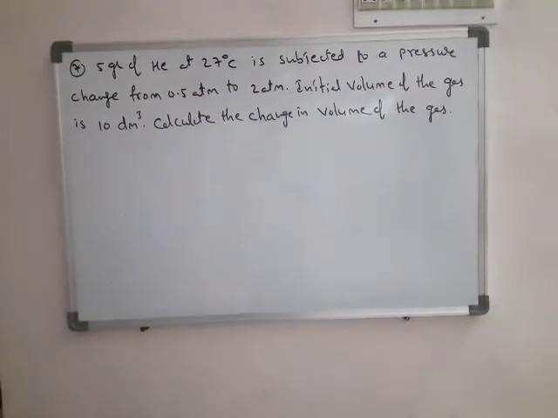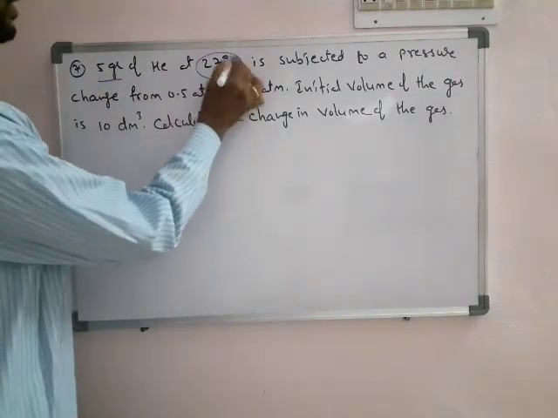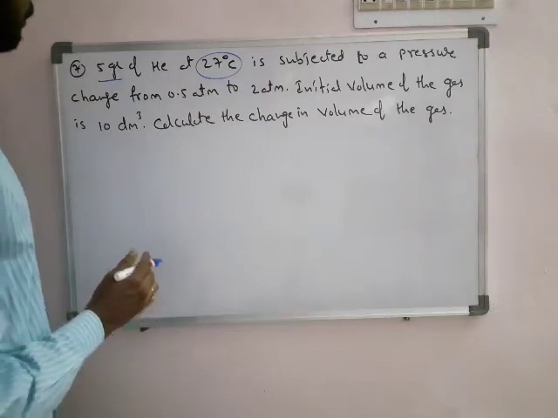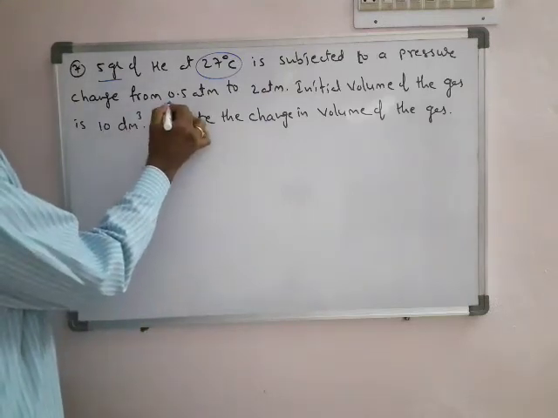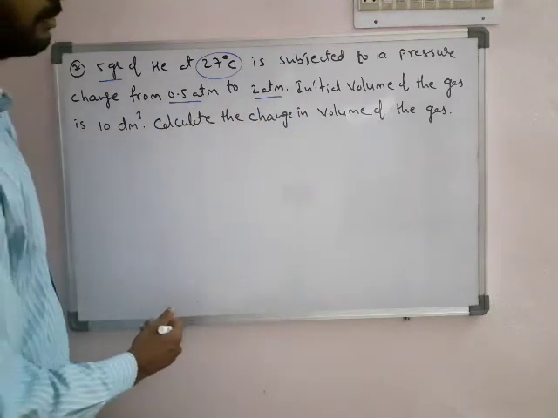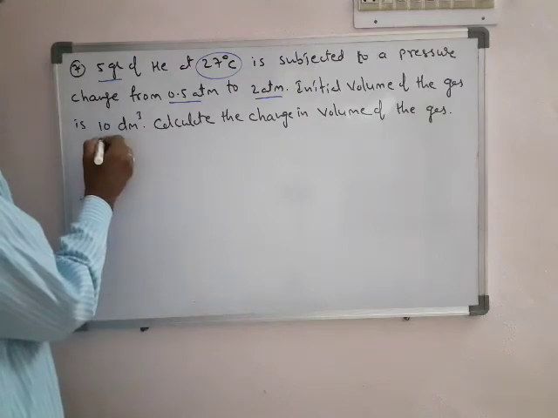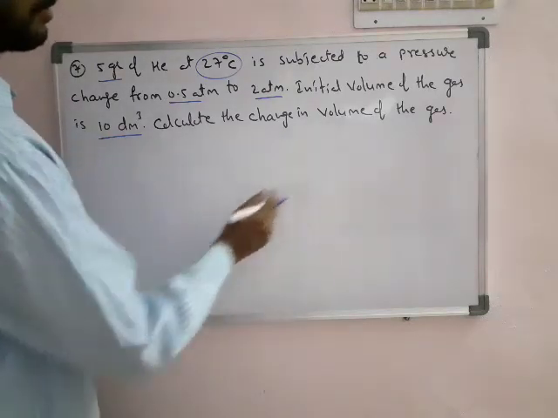See here, 5 grams of helium at 27 degrees Celsius is subjected to a pressure change. Its pressure is changed from 0.5 atmosphere to 2 atmosphere, which means pressure is increased. Initial volume of the gas is 10 decimeter cubes. Let's calculate the change in the volume of the gas.